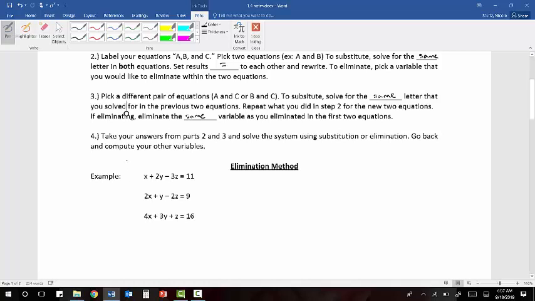So the first thing I do, because this can get very messy, is I like to label these equations A, B, and C. It doesn't matter which one you label, but we'll call the top A, B, and C, just like that. So then you pick two equations. You can pick A and B, A and C, or B and C, whichever your choice is. I always like to do AB first.